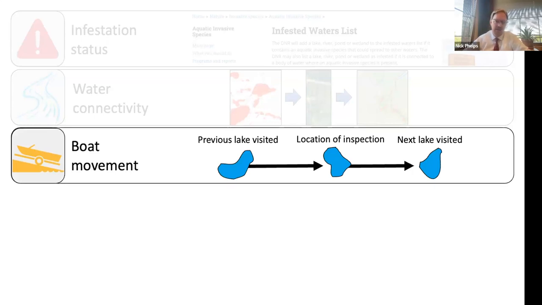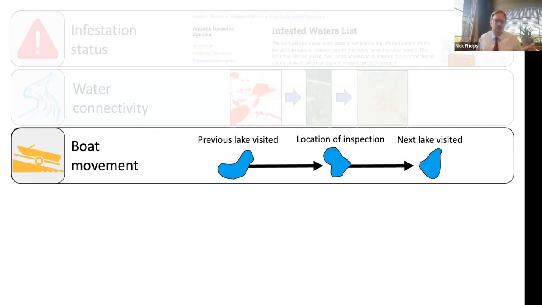Boat movement is another high-risk pathway often implicated in the movement of species like zebra mussels, spiny water flea, Eurasian water milfoil, and starry stonewort. We leveraged a huge data set from the watercraft inspection program that's administered by the Department of Natural Resources and counties in Minnesota. Among other things, as part of that inspection, they ask a few really important questions: where were you before and where are you going next? And of course, we know where they are at the time of the inspection.